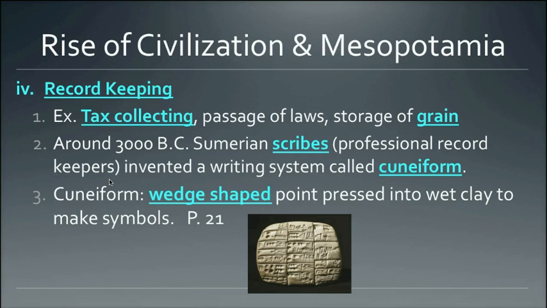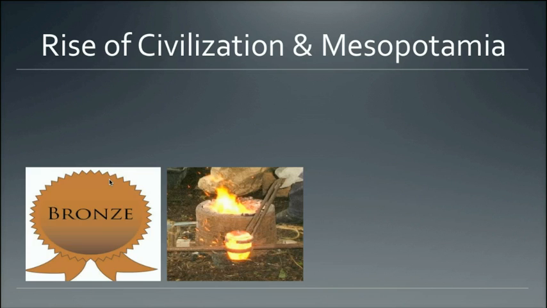Those could be complex records, to say, hey, we collected this much grain this year, so next year we know we're going to need at least this much to live, and our population has grown, so maybe we need more. Maybe it's new laws that were passed. You can use that for all sorts of different things. So our fourth characteristic of a civilization is record keeping. So we got advanced cities, specialized workers, complex institutions, record keeping, and the last one is advanced technology.